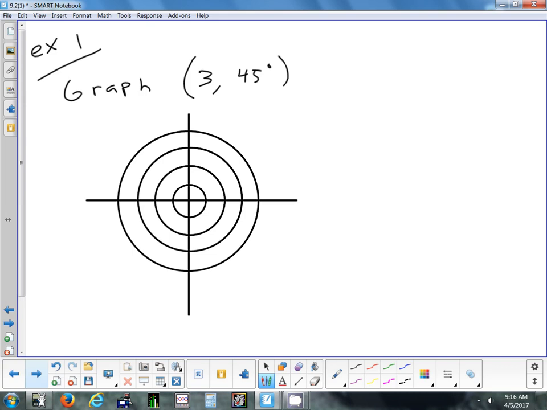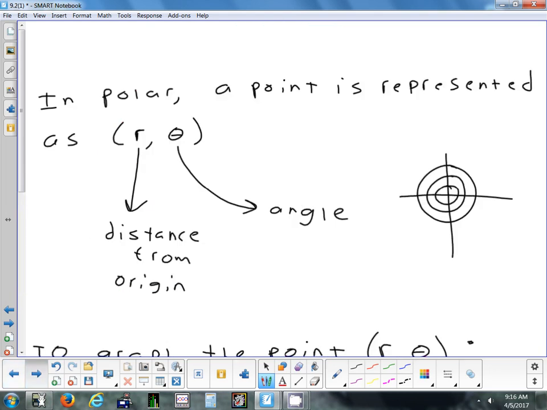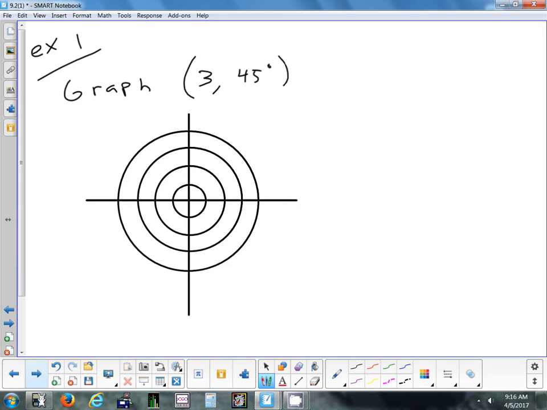All right, so they want us to graph 3, 45 degrees. I don't have any other grid lines on this graph, but a lot of times polar graph paper will have other lines on it. Like, I think this one is separated into 15s. So it's 0, 15, 30, 45, 60, 75, and that's 90. So it's separated for you. If it's not, we'll just estimate 45 degrees the best we can.